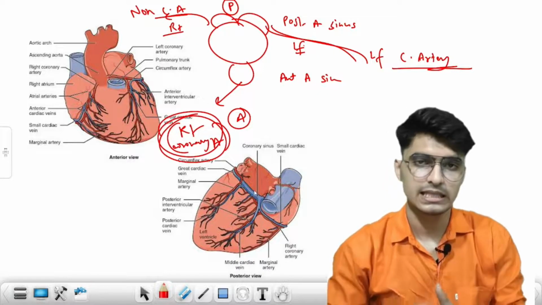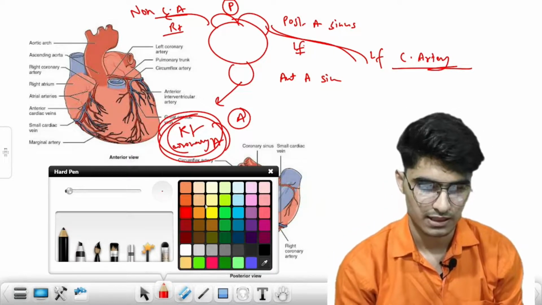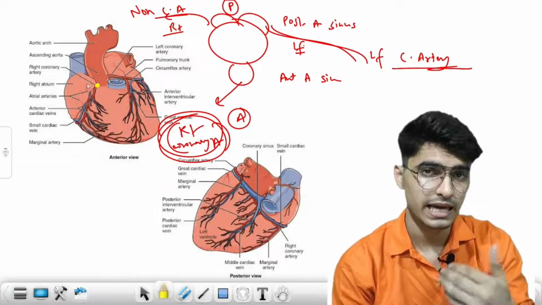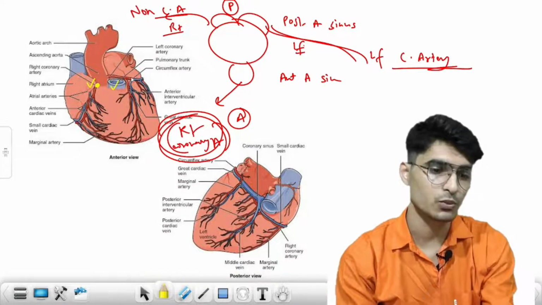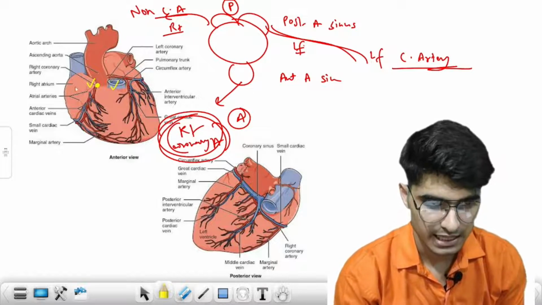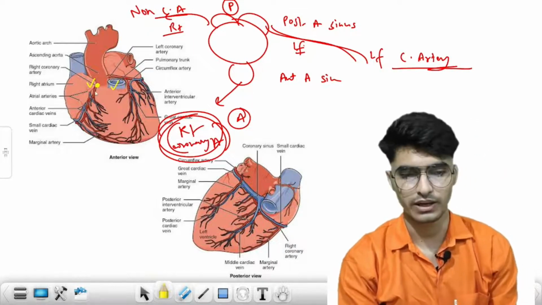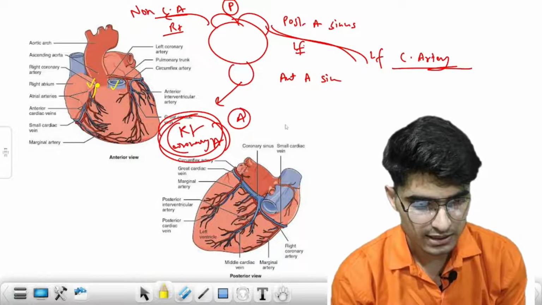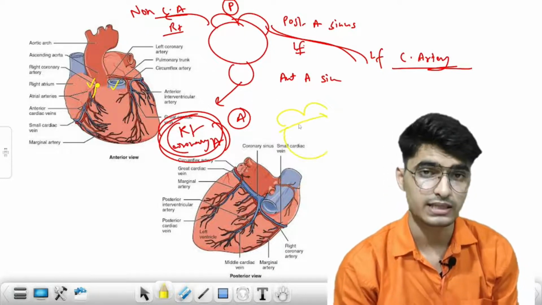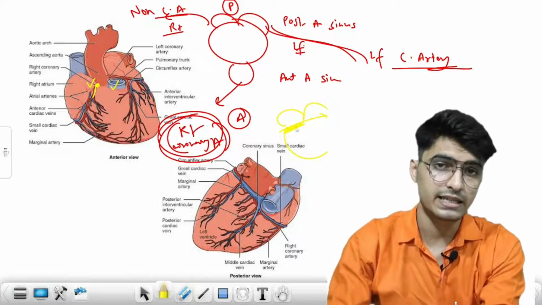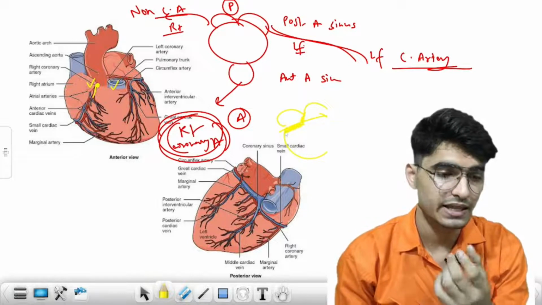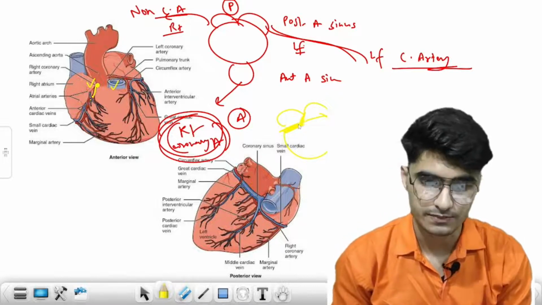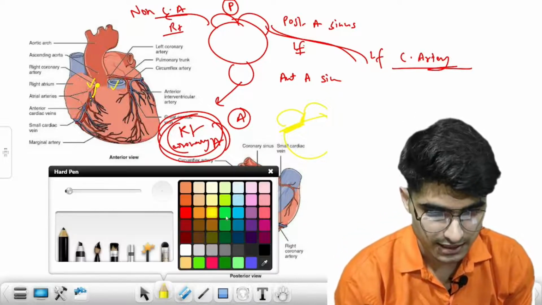And first we will discuss the right coronary artery. It arises from the anterior aortic sinus and passes between the pulmonary trunk and the right auricle, comes in front, and lies in this groove. What is this groove? That is the right anterior coronary sulcus, the groove in which the right coronary artery is present.